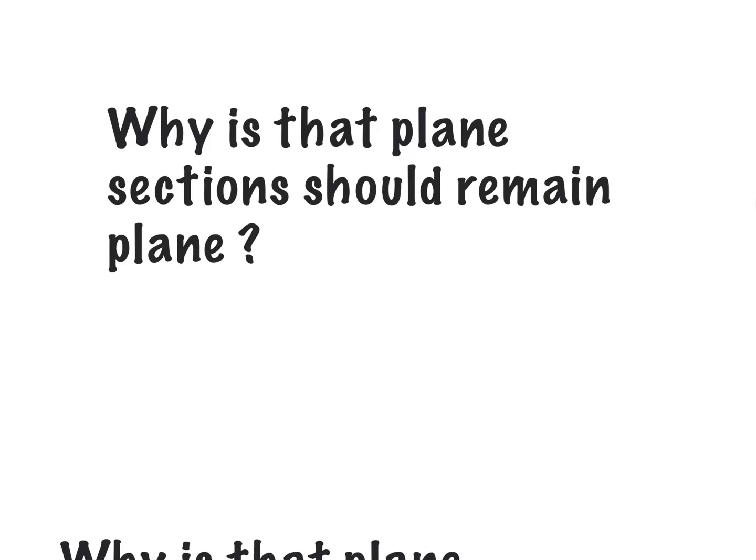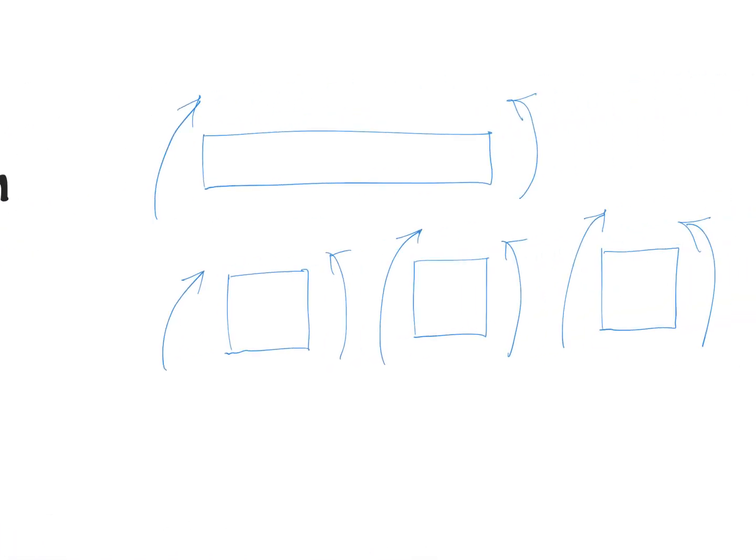Good. So going ahead, let me ask you a question. First of all, why should plane sections always remain plane? This is one of the first assumptions that you make before you derive beam theory. Why should plane sections always remain plane? So pause the video, think about it, and then come back. I have an answer. So now let's go ahead and look at the answer.